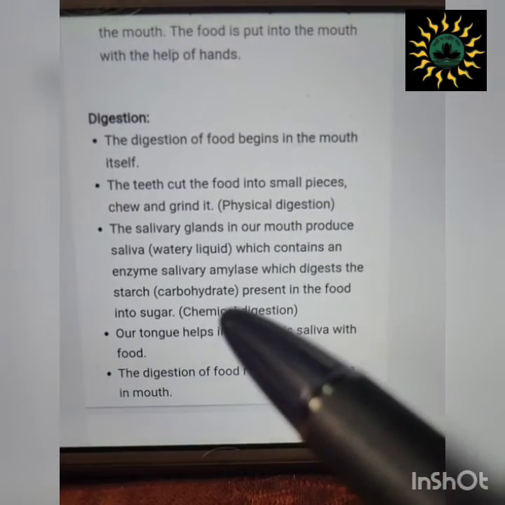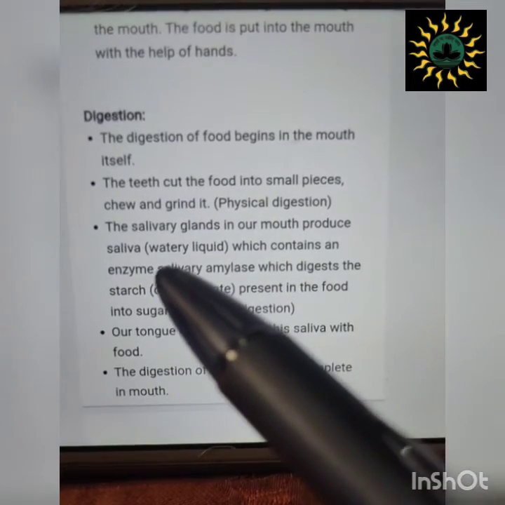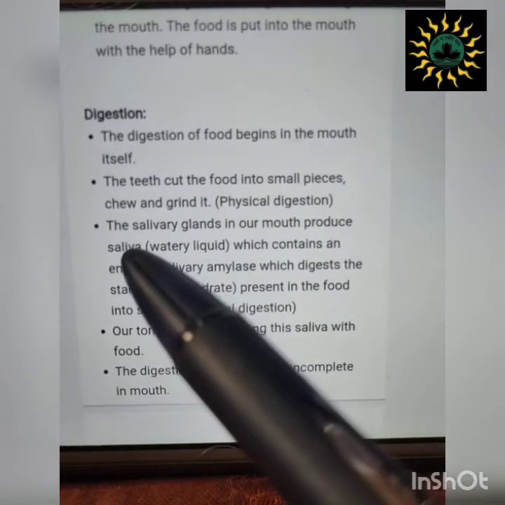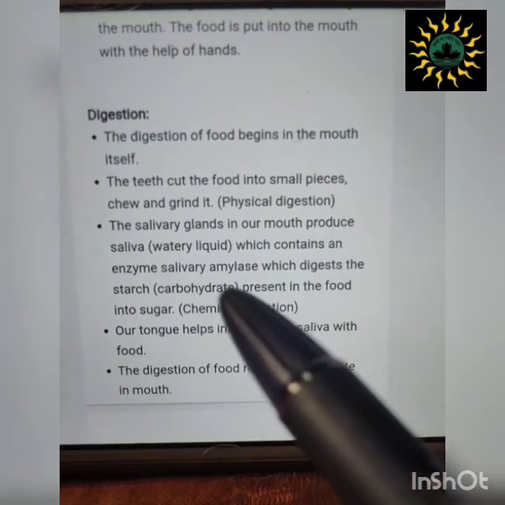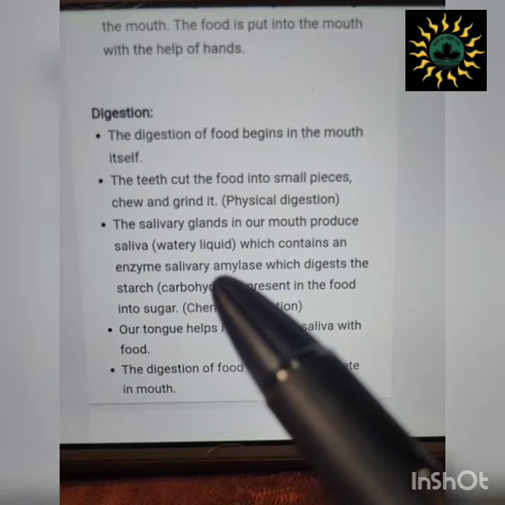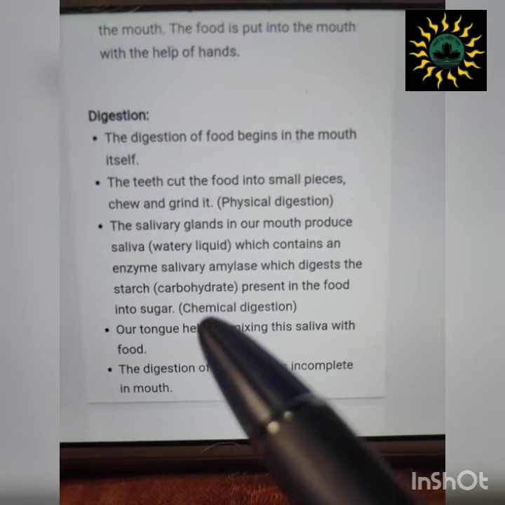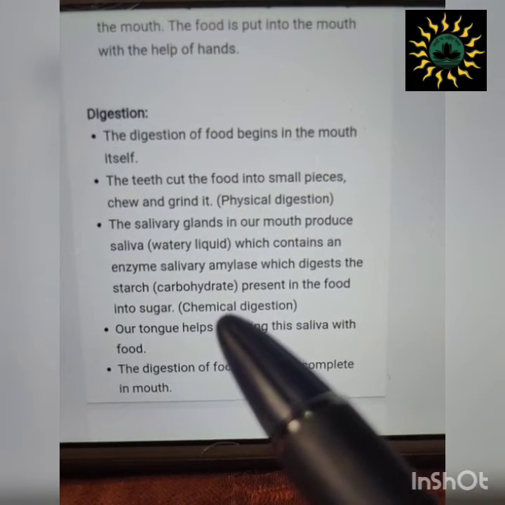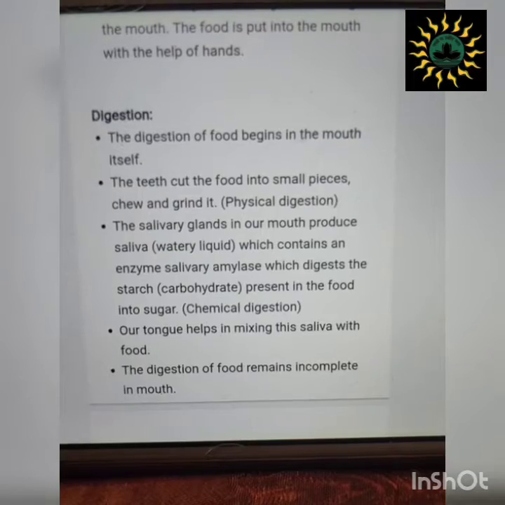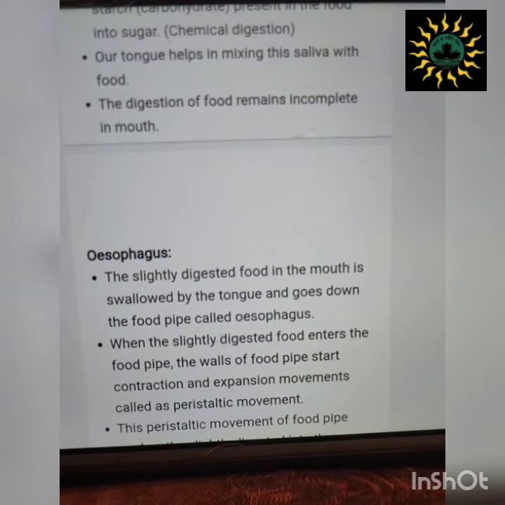Next, of course, starts our chemical digestion, wherein the food has to be broken down into simpler particles with the help of chemicals. Our salivary glands, our first digestive gland, produce a watery liquid called saliva, which helps to digest carbohydrate into simple sugar. It has an enzyme called salivary amylase or ptyalin, which starts the process of chemical digestion in the mouth itself, and carbohydrate has started breaking down in the mouth itself. Also, our tongue helps in mixing the food, and finally mouth digestion is complete.